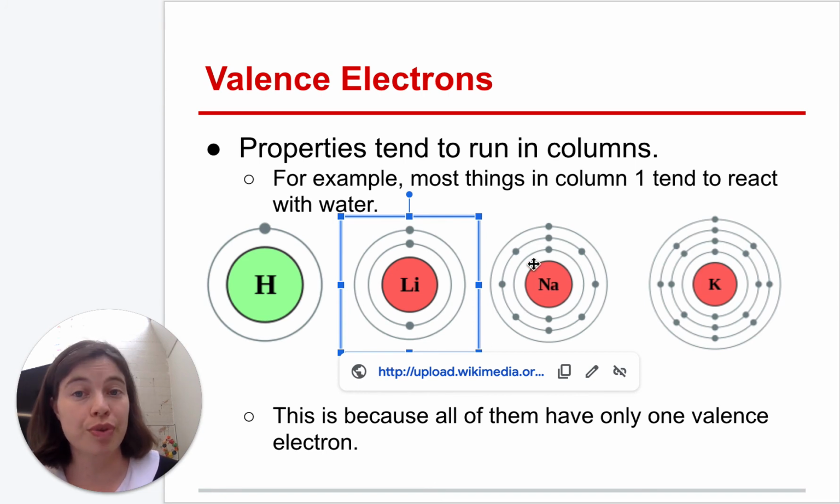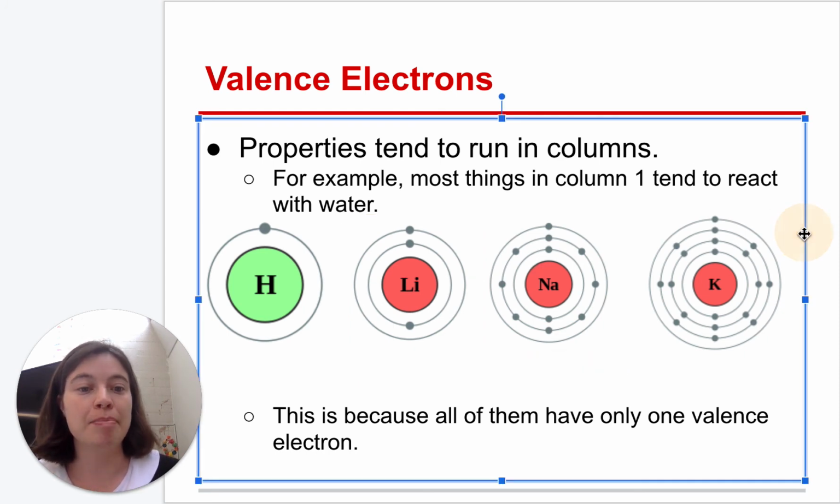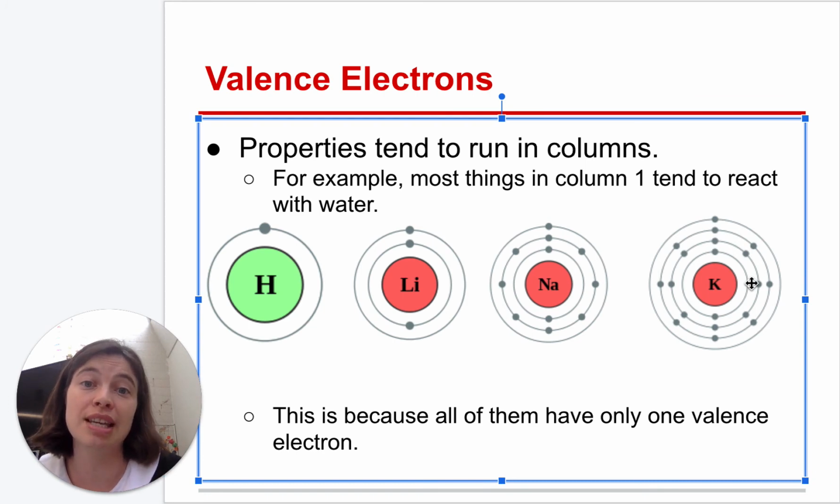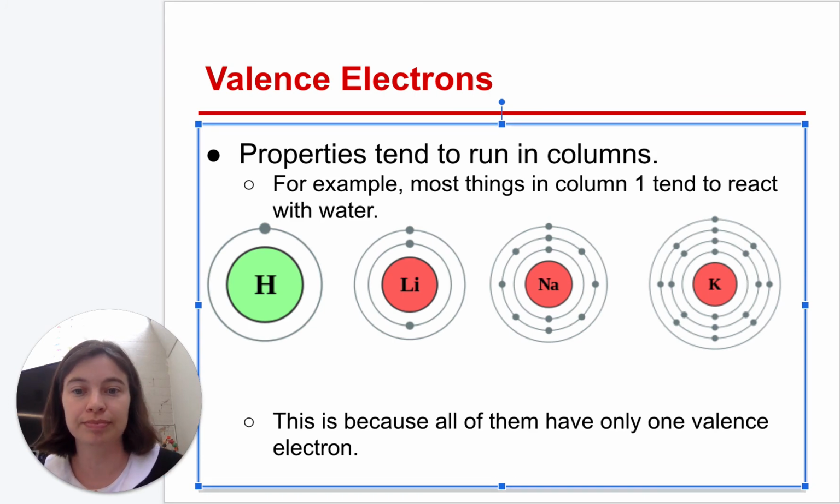Sodium is in the third row, so it has 1, 2, 3 electron shells, still in that first column, so one valence electron. And then potassium is in the fourth row, so 4 electron shells, and again, first column, so one valence electron. So even though these elements get progressively bigger, they all actually have really similar chemical properties, because those properties tend to run in columns because the number of valence electrons runs in columns, and those valence electrons are the electrons that tend to get involved in chemical reactions.